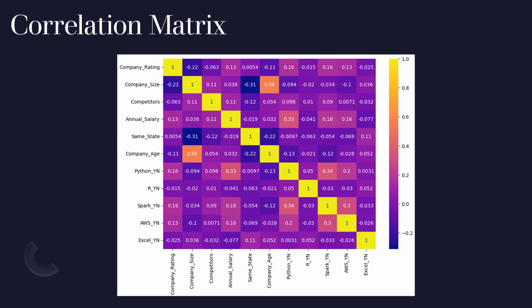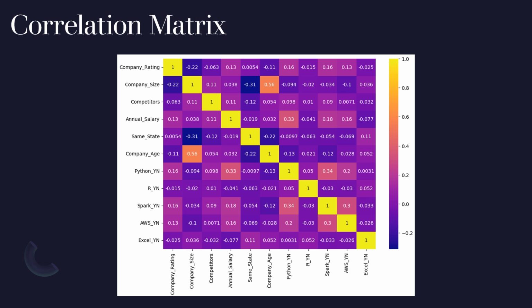Browsing through the correlation matrix here, you can see that there are a few features that actually do correlate, one of them being company age and company size. And this makes sense because as a company gets older, if it's profitable at least, then it would need more employees to basically help with that growth.